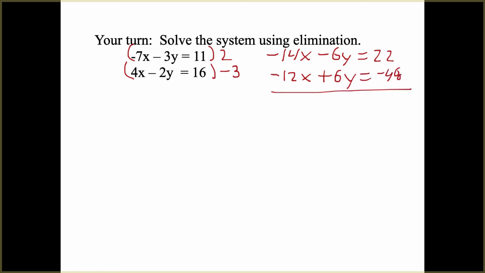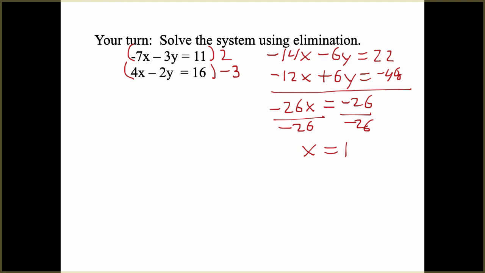We can now add these together. Negative 14x and negative 12x become negative 26x. Negative 6y plus 6y goes to 0. We have eliminated the y variable. And 22 minus 48 is negative 26. Divide by negative 26. And x is 1.